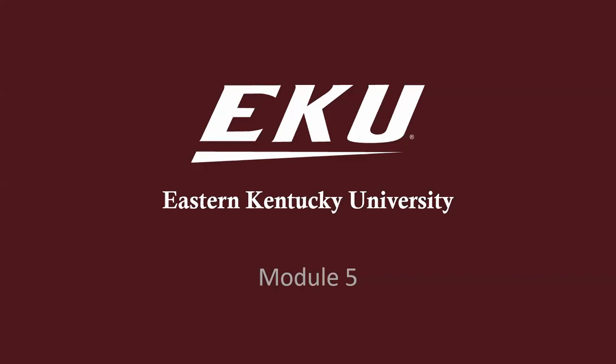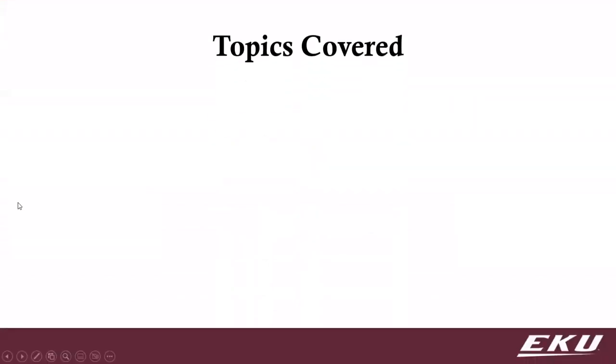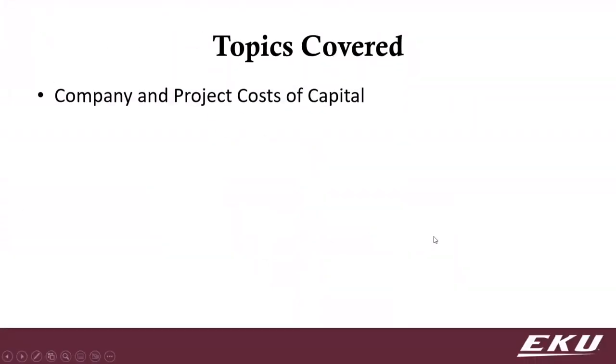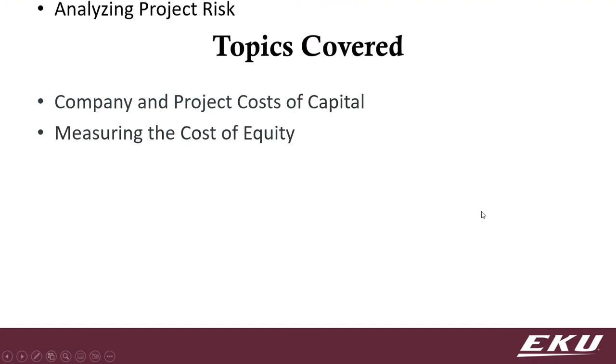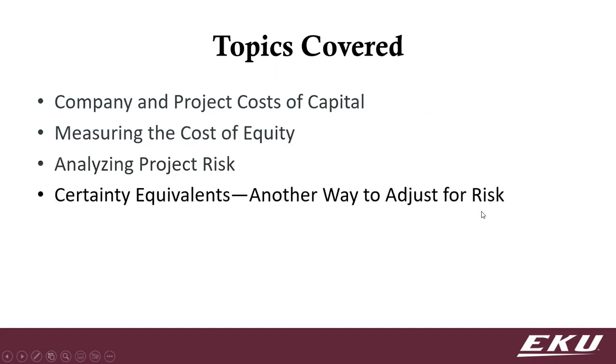All right, class, we'll be going right into Module 5. We're going to be looking at cost of capital. We're going to talk about both the company and a project level. We're going to talk about measuring the cost of equity, analyzing risk, and then we're going to talk about certainty equivalence, which is another way of doing these calculations.